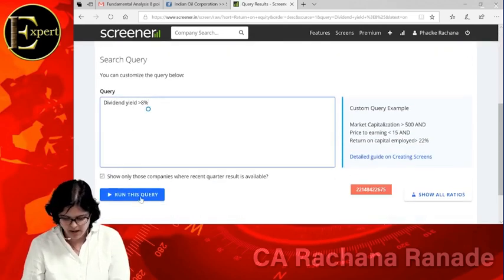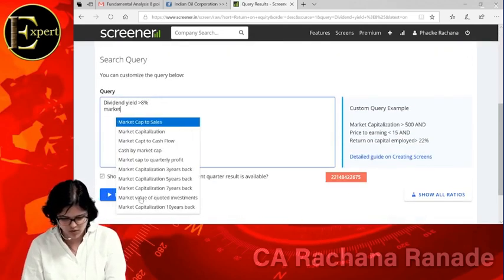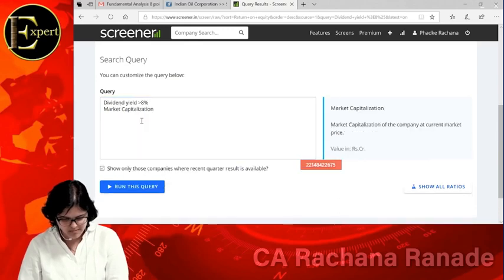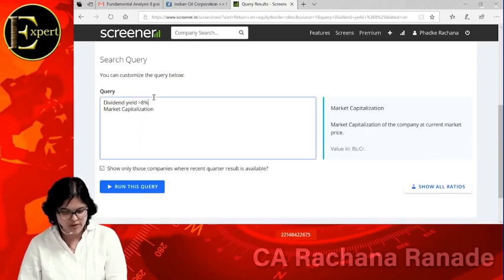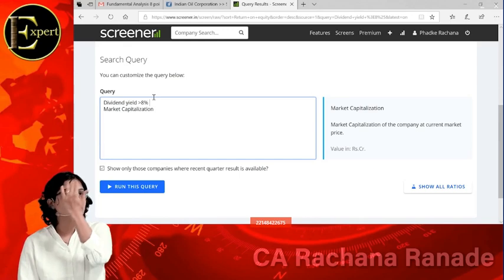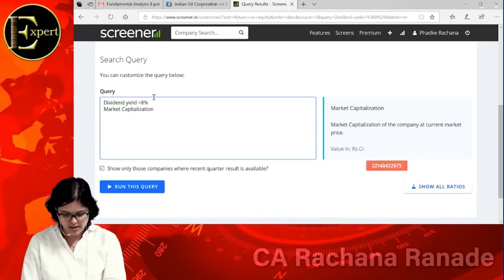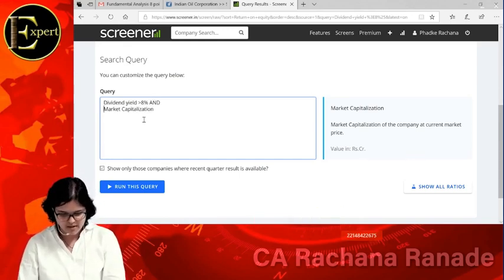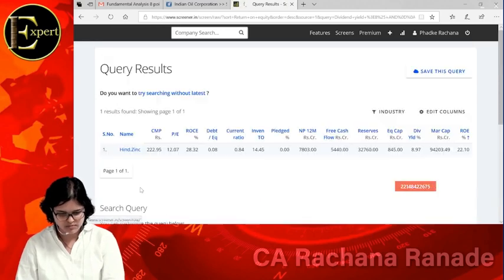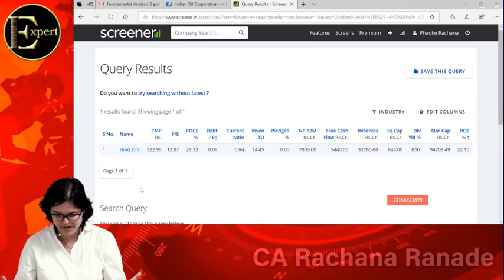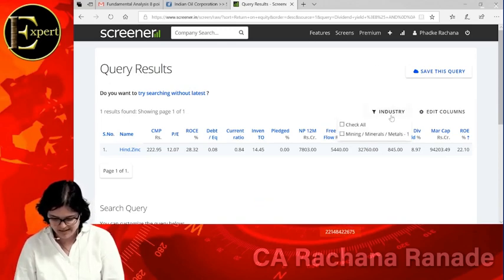Maybe we'll have to say market capitalization also. It is showing all the companies. So here, if I were to put two queries simultaneously, I'll put and market capitalization is greater than, let us say, 1,000 crores. It's very less though. I don't know why it's running this query so badly.